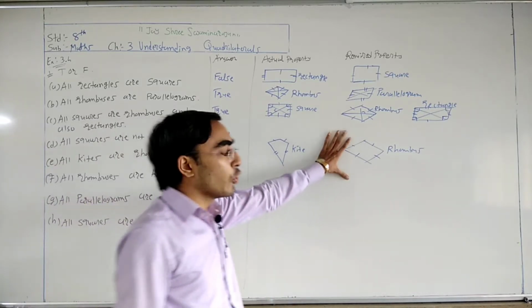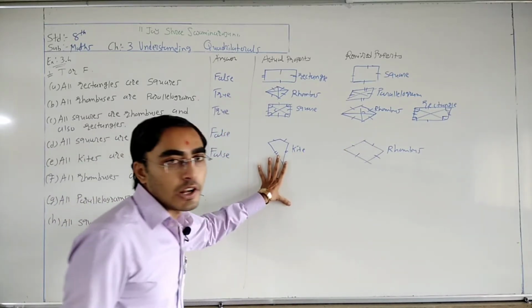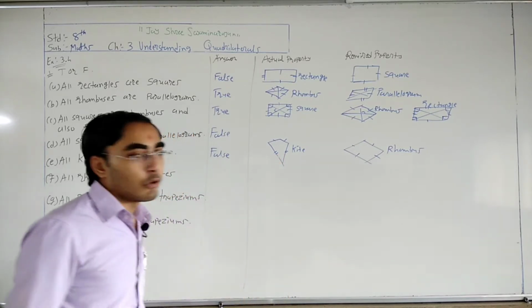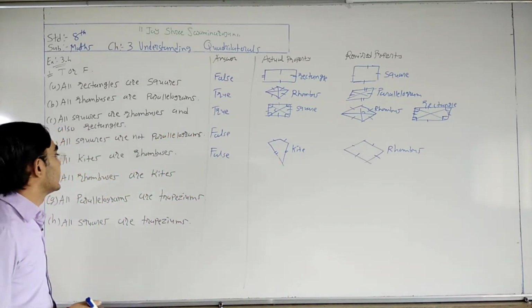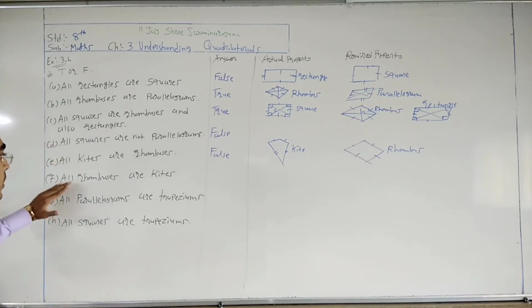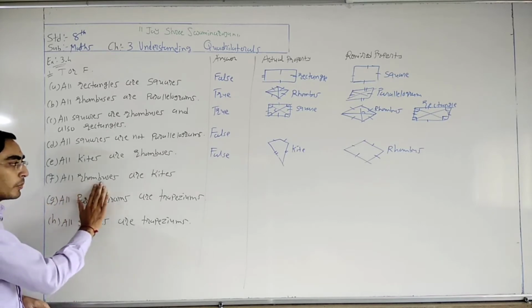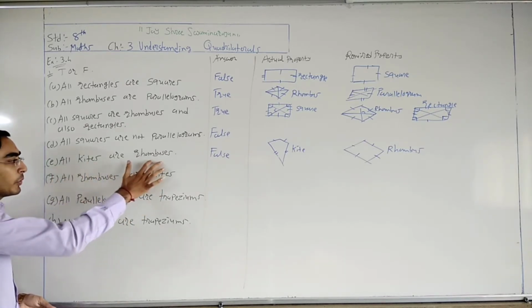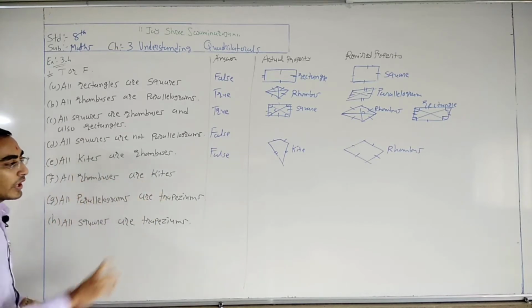Here we want all four equal sides, but here we have only adjacent sides equal. All four sides are not equal. That's why false. Okay. After that, all rhombuses are kites. Now the reverse statement: all kites are rhombuses, and here, all rhombuses are kites.